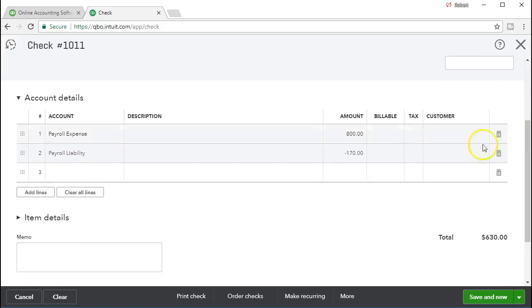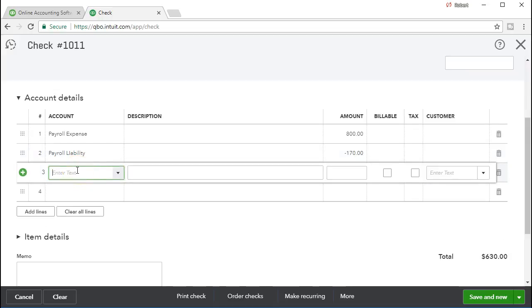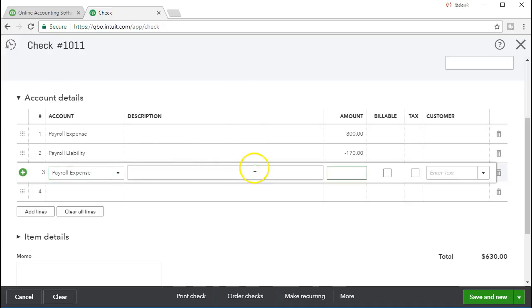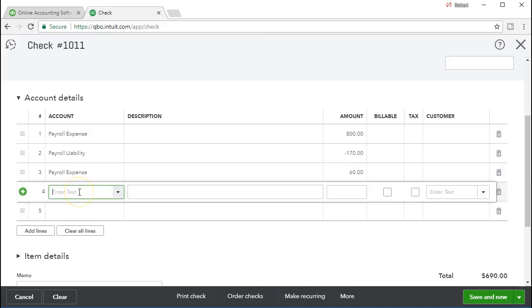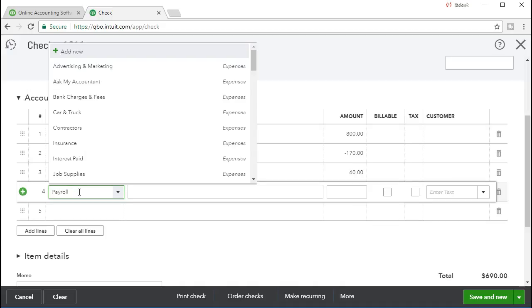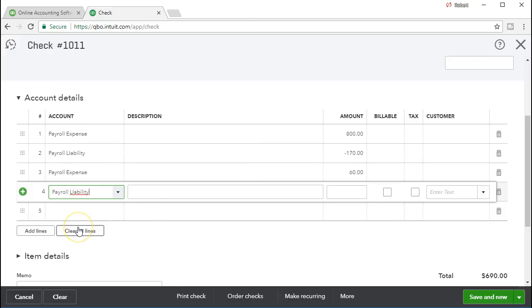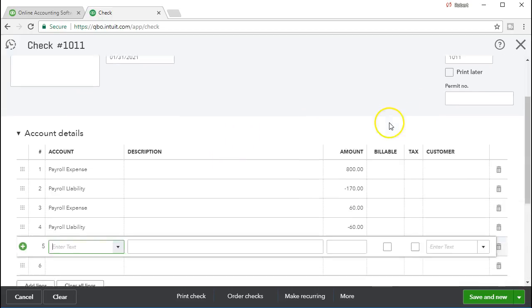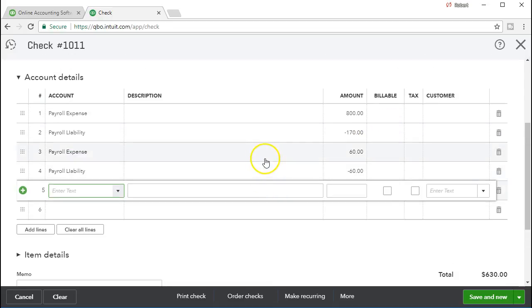Now we're going to try to enter the employer portion into the same section, which is the fact that we have another payroll expense. And that's going to be for 60. And then we have the other side, which is going to be payroll liability. And that's going to be for a negative 60. And that should have no impact on the total amount here, which is still 630, but will record in essence a journal entry increasing the expense and the liability for our portion of the payroll.